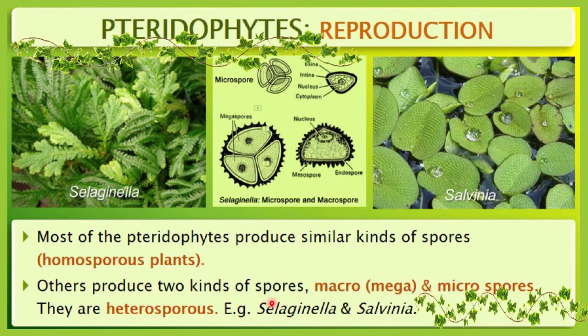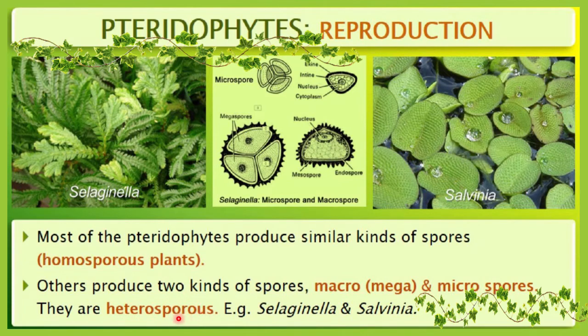Okay, so some pteridophytes will produce two kinds of spores, and if it produces two types of spores, then it is considered heterosporous. If the same kind of spores, then it is called homosporous. And if it is a different kind of spores, then it is called heterosporous.